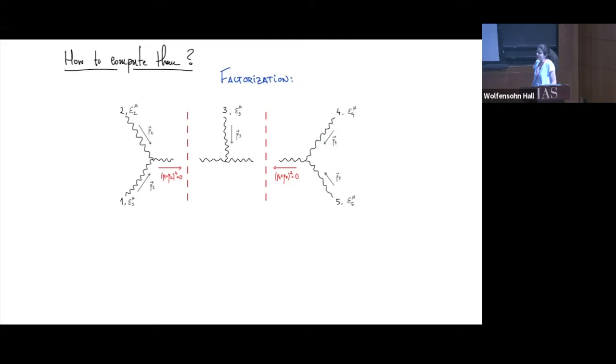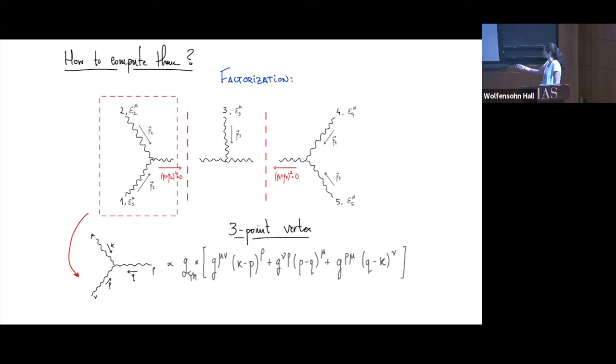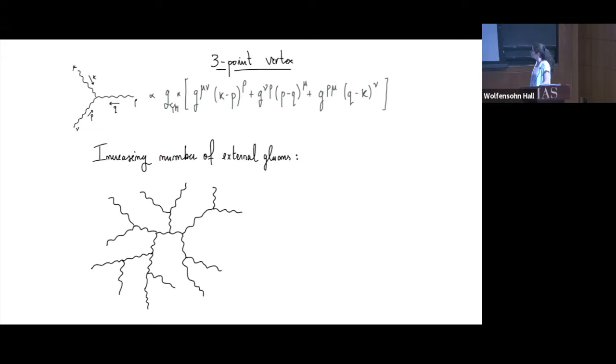Well, factorization tells us that when we go on a residue, then the answer is given by the product of the lower point amplitudes. So in this case, we get the product of these three-point objects, which from some QFT course, we know that the three-point vertex for gluons is given by this expression over here, which has these three different tensor structures. And so this means that as we're trying to compute leading singularities of processes that involve higher and higher number of gluons, the number of internal vertices is going to grow. And so the difficulty to get these leading singularities grows as 3 to the number of vertices. So it basically grows exponentially.